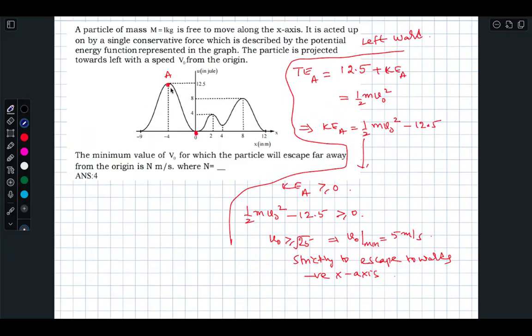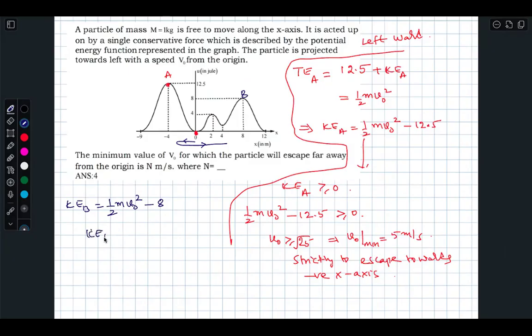Suppose it is not reaching A. What happens? It will go and reverse back like this. Yes or no? Now, in that case, what is your hurdle? 8 joules is the hurdle. Which means, let this be point P. So kinetic energy at B is half m v naught square minus 8 joule. Correct? 8 joule.